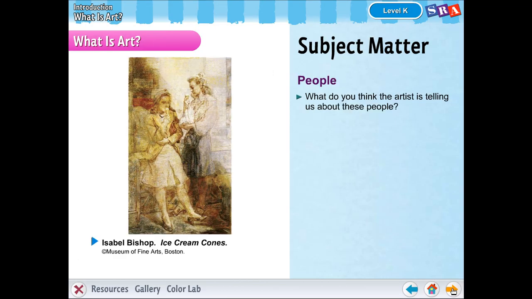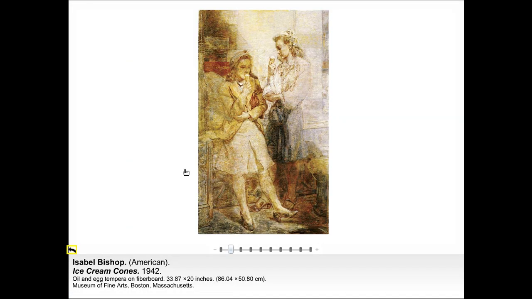And let's look at this one. This is always a funny one we like to look at. What do you think the artist is telling us about these people? This is called Ice Cream Cones. Okay, these girls are eating ice cream. An American painter, 1942, painted with oil and egg tempera. And you can find this in Boston.